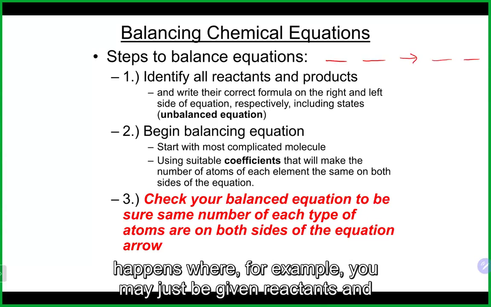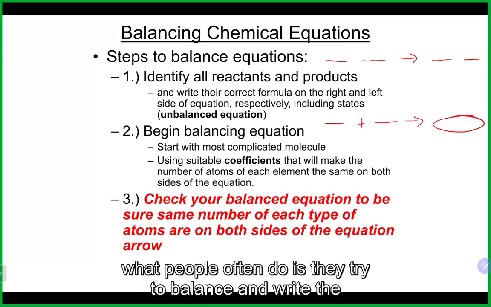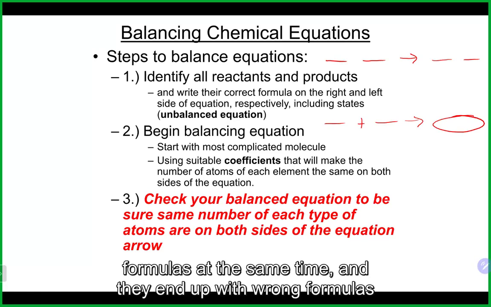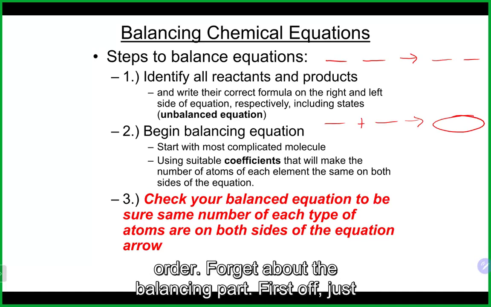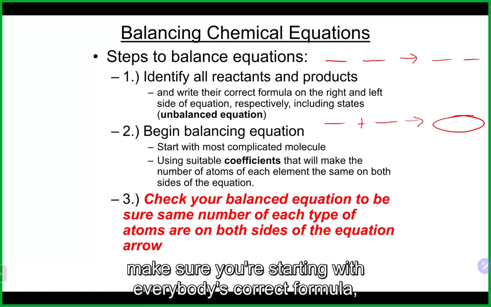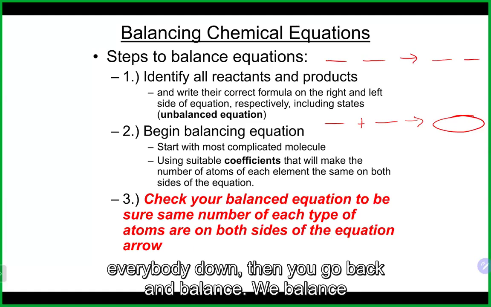Oftentimes this happens where, for example, you may just be given reactants and you're asked to write the formula of the products. And what people often do is they try to balance and write the formulas at the same time, and they end up with wrong formulas that, again, will never balance. So always go in that order. Forget about the balancing part first off. Just make sure you're starting with everybody's correct formula, like you were doing naming and writing formulas. You got everybody down. Then you go back and balance.